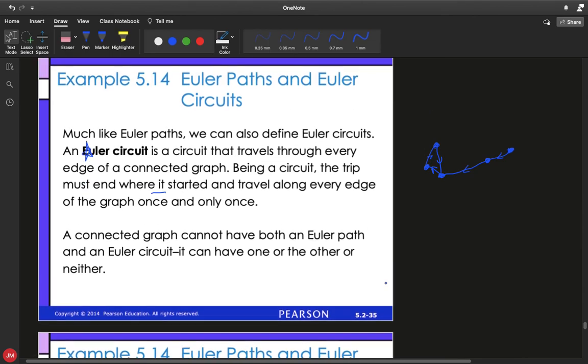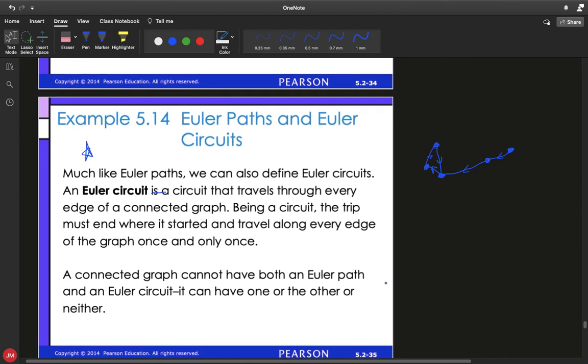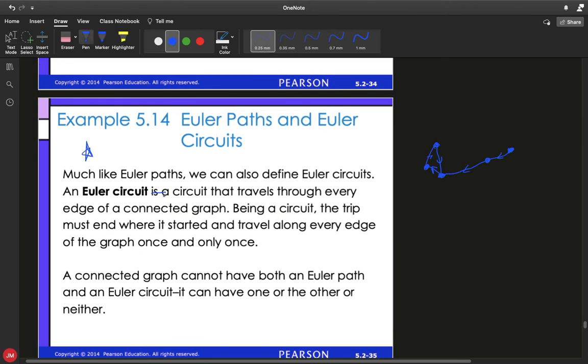An Euler circuit is similar, and again, I would recommend that you go ahead and copy this down as well. An Euler circuit has to go through all of the edges of a graph and end where it started. So a circuit, remember, you have to end at the same point you start at. For it to be an Euler circuit, you also have to go around all of the edges. So our graph over here that I drew would not have an Euler circuit because there would be no way to travel all the edges and end back up at a point.